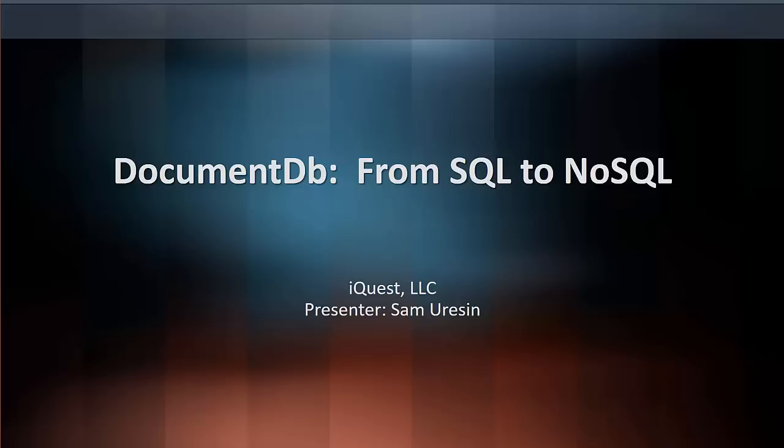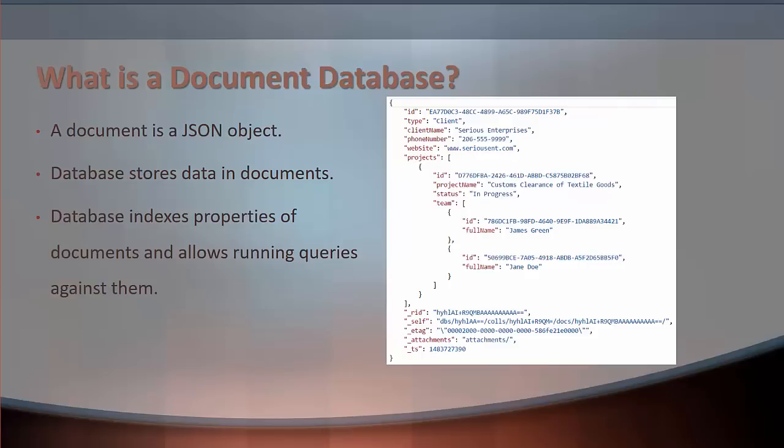In this video, I'm going to talk about Azure DocumentDB and the journey from SQL to NoSQL, or in other words, from a relational database to a document database. With that said, let's start by talking about what a document database is. A document is a JSON object, as you can see on the screen. And we call these JSON objects documents within the context of document databases. So a document database is a database that stores data in documents, in these JSON objects.